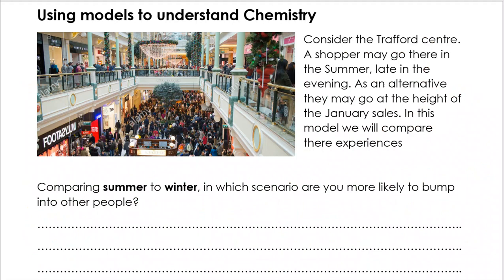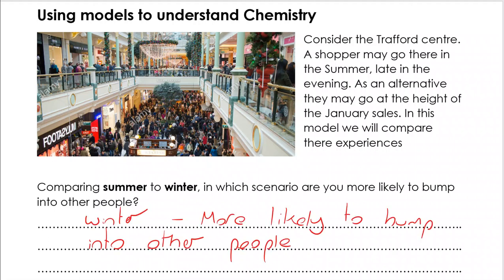In which of those scenarios are you most likely to bump into other people? And you would expect that to happen in winter at the January sales. If I've got multiple times more people, they're far more closely packed. They're more likely to bump into each other than if you've just got a few people wandering around on a late summer evening. So we could take this further forward and say that if I double the number of people walking around the shopping centre, then I might double the number of times people bump into each other. If I increase it by a factor of 10, I increase the number of bumps by a factor of 10.